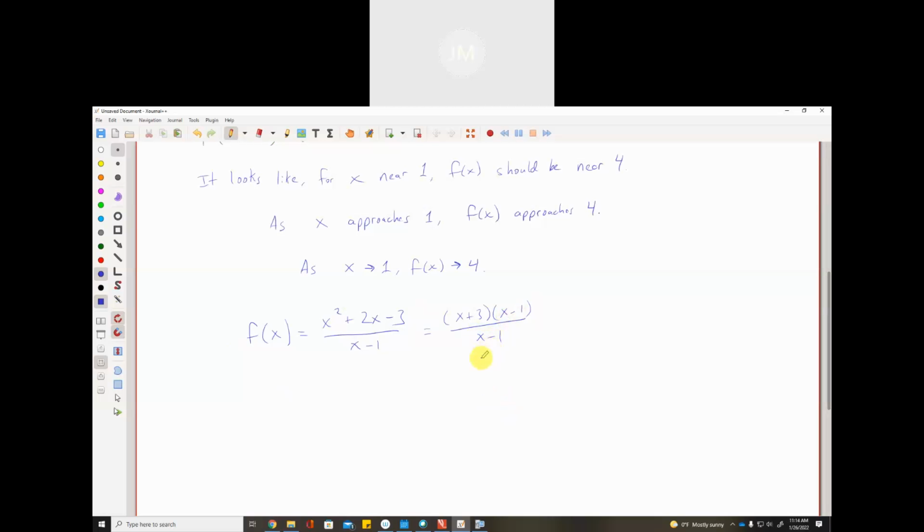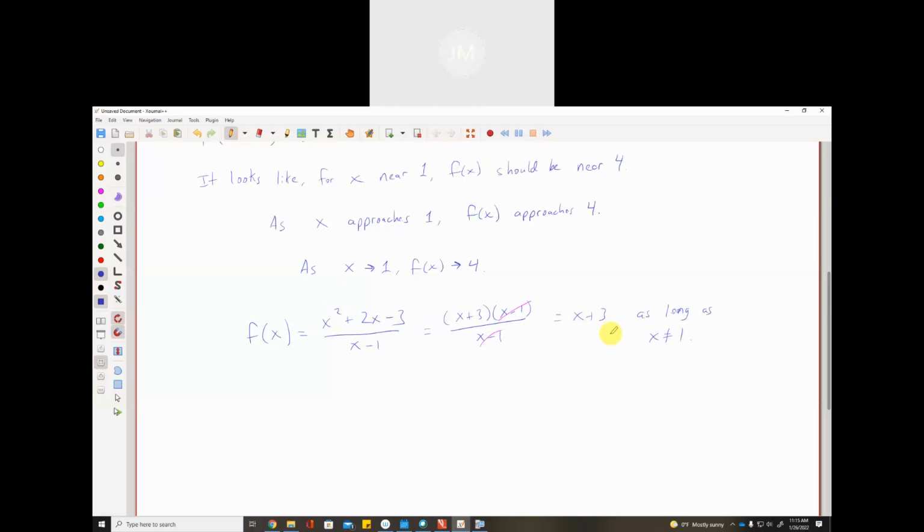And this is where we have to be careful. This is where it's important when we're working with functions to keep in mind our domain. In my original function, 1 is not defined. I can cancel these terms and write this as x plus 3 with the provision that x is not allowed to be 1. Okay, because when x is 1, here I get a 4, but here I don't.